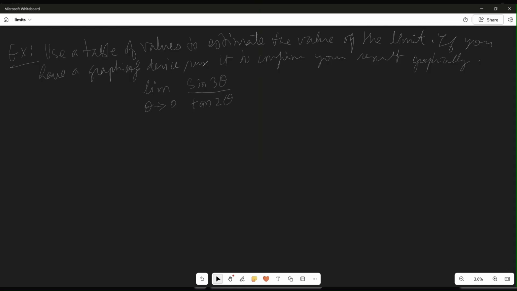Okay, so let's just try to find the limit for this function closest to 0. As we already know, at 0, this function is undefined. And make sure your calculator is set to radians.